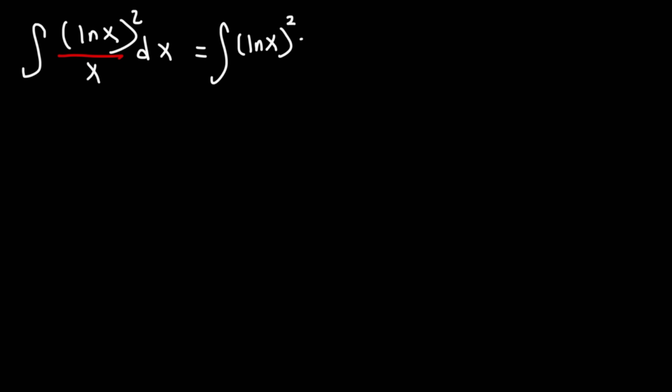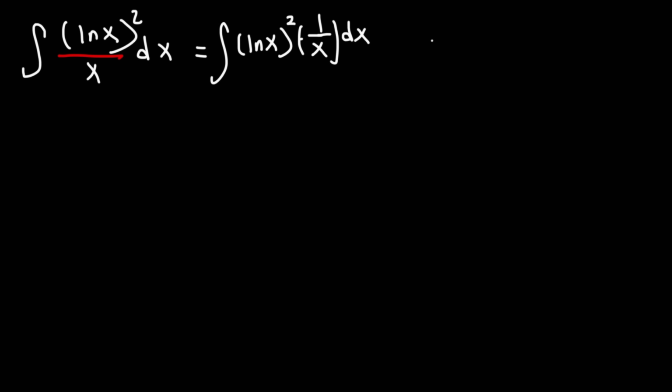Now let's move on to our next example. Let's find the antiderivative of ln x squared divided by x dx. So go ahead and try that. Now the first thing that I want to do is I want to rewrite this as ln x squared times 1 over x dx. I want to multiply it as a product of two functions.